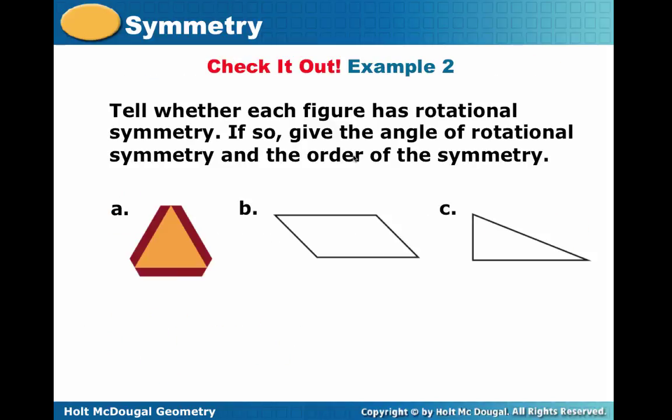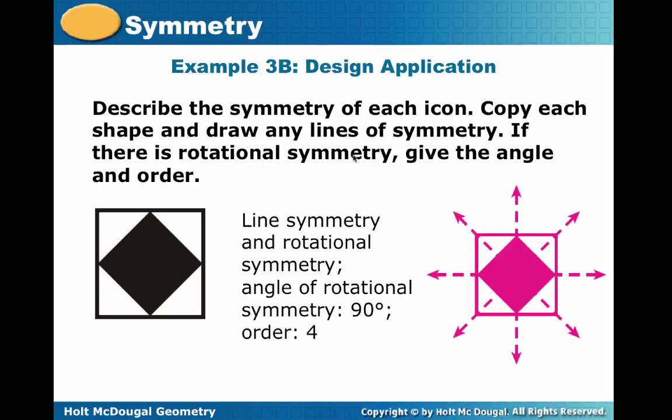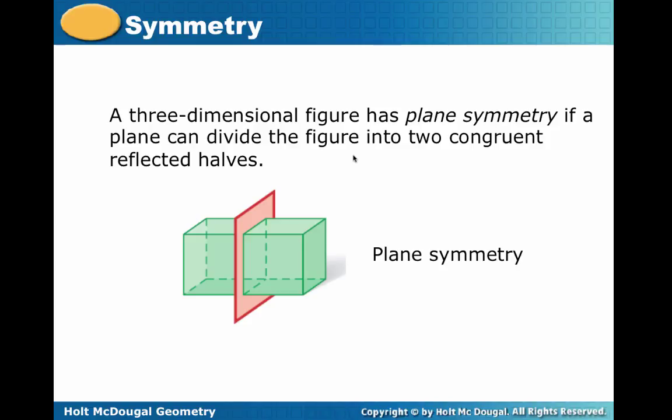You can look through these other examples in the main PowerPoint that is listed on Edmodo. But for now, let's talk about symmetry relating to three-dimensional objects. A three-dimensional figure has plane symmetry if a plane can divide the figure into two congruent reflected halves, such as in this example below.